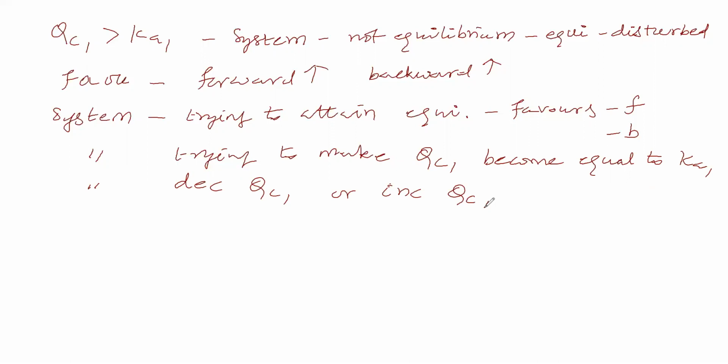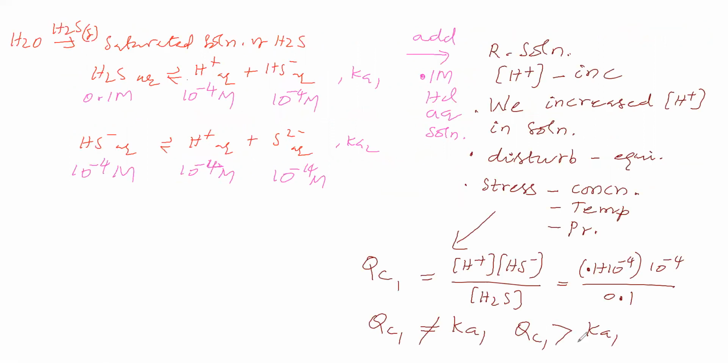System, what does it do? See, QC1 is greater than Ka1, so system is not at equilibrium. Why is system not at equilibrium? Because we disturbed the equilibrium of the system. So system is thinking how to attain equilibrium, for which system gets an idea.